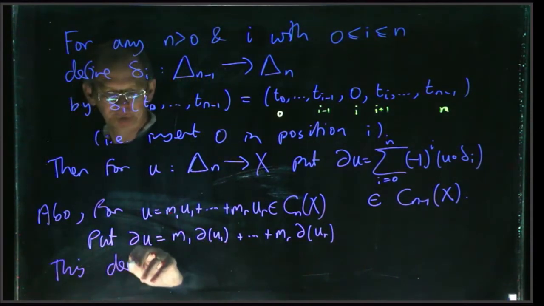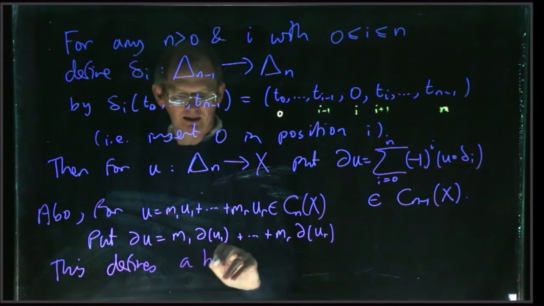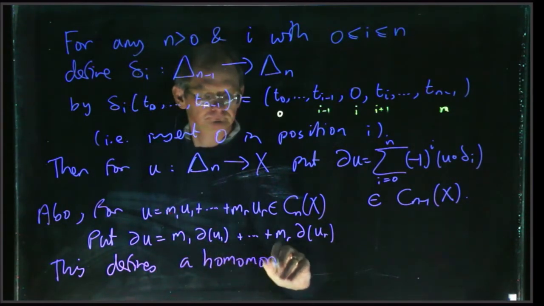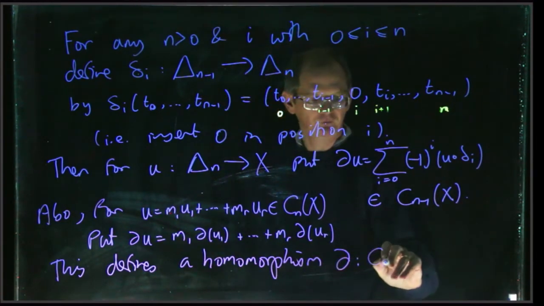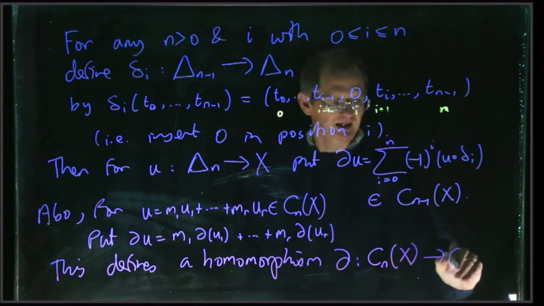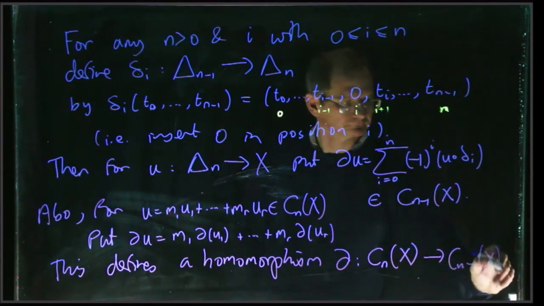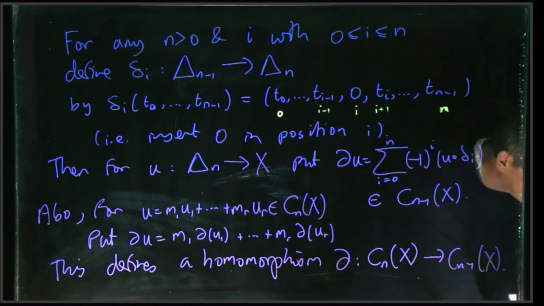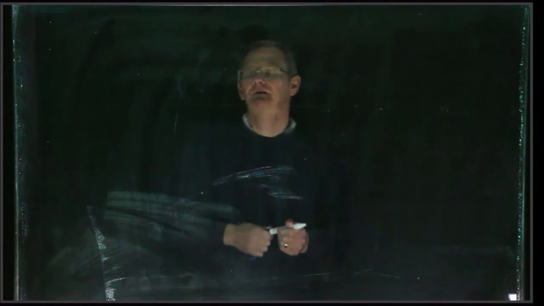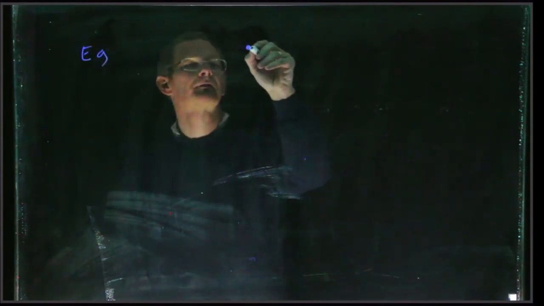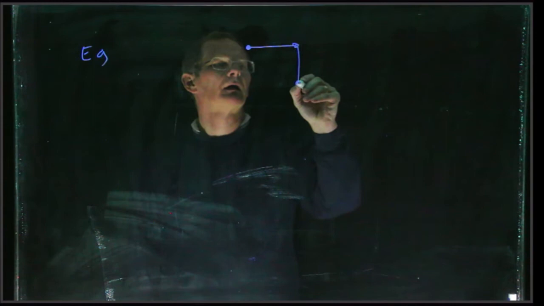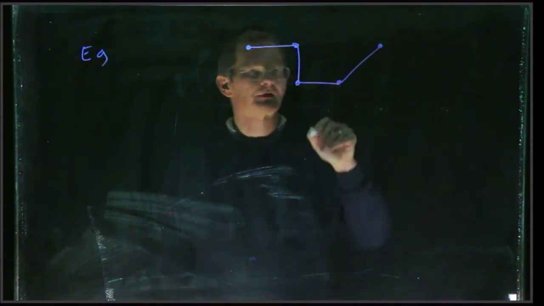So this defines a homomorphism D from CnX to Cn minus 1 X. Okay, so this definition may seem quite abstract, but it's not very hard to just draw little pictures to illustrate it. So one kind of thing that we can think about is this situation. We've got edges in a row like this.